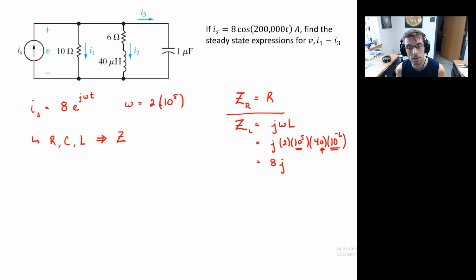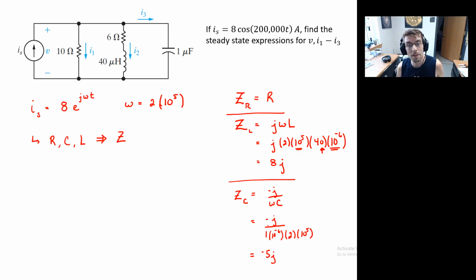Well, let's complete it for sake of completeness. What is the impedance of a capacitor? Yeah, and here we have a negative j over omega C. Okay, and so let's go ahead and figure out that value, negative j. And again, we have 1 times 10 to the negative 6, there's my microfarads, times 2 times 10 to the 5th. And so at the end of the day, we get 1 divided by 0.2. That is 5.